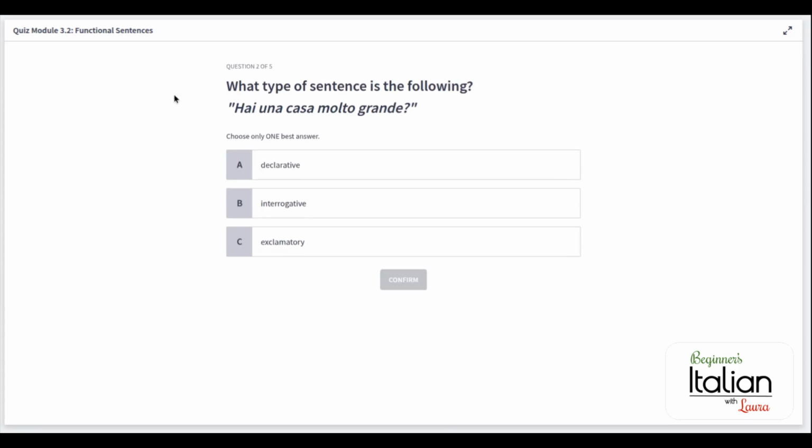Number 2, what type of sentence is the following? Hai una casa molto grande? Choose only one best answer. A, declarative, B, interrogative, or C, exclamatory.